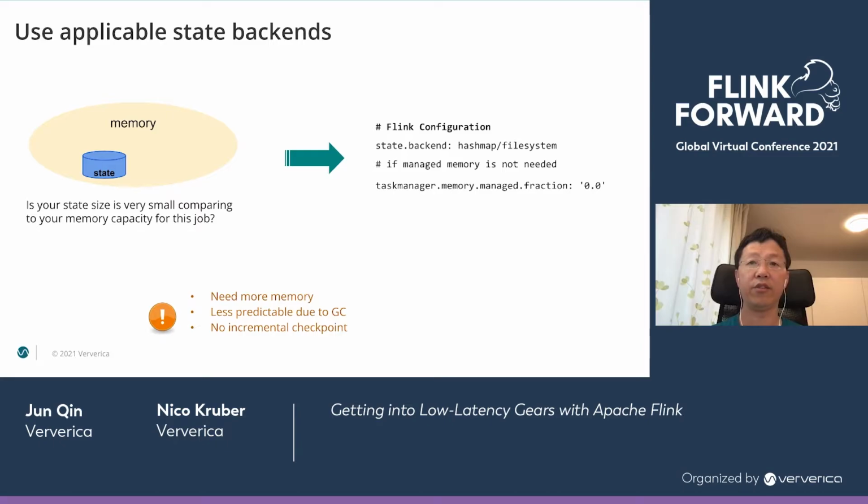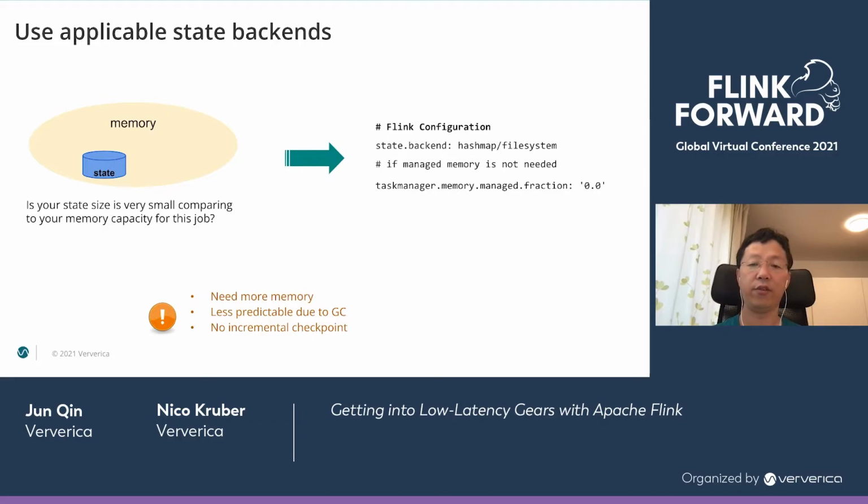The second technique is to use an applicable state backend. When using the file system hashmap state backend, the state objects are stored in memory and can be accessed directly. In contrast, when using a RocksDB state backend, every state access has to go through serialization or deserialization process, which in addition may involve disk access. So if your state size is very small compared to the memory you can allocate to this job, and your state size will not grow beyond the memory capacity, you can consider to use a file system state backend instead of RocksDB, and set the managed memory to 0 if not needed.